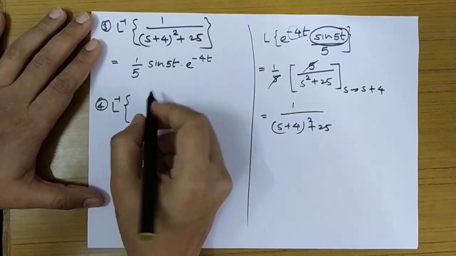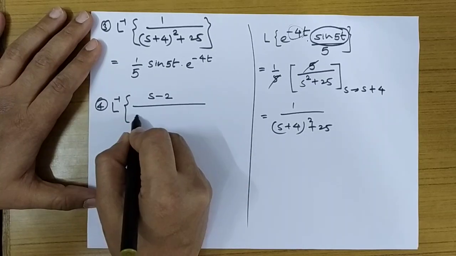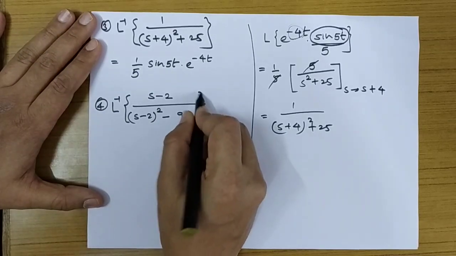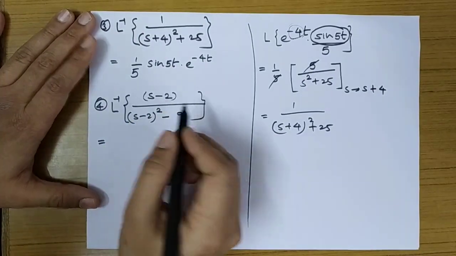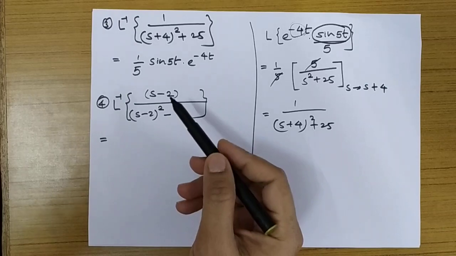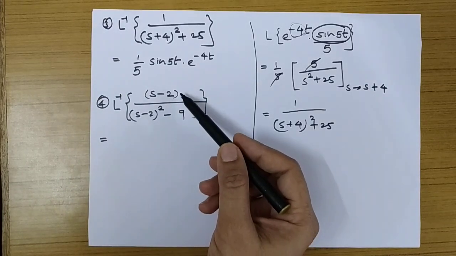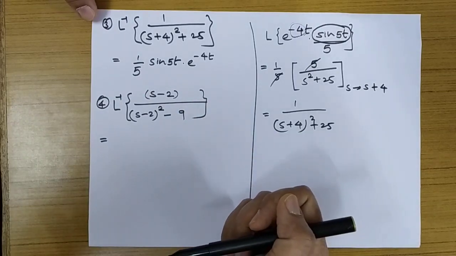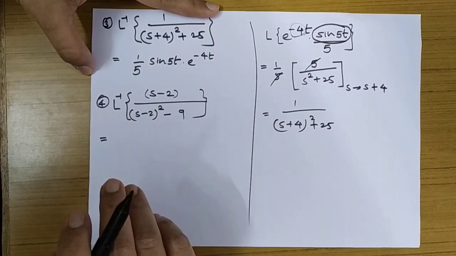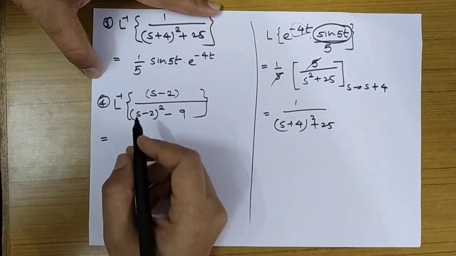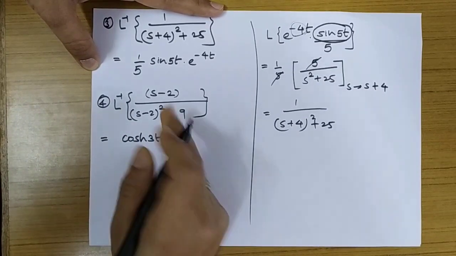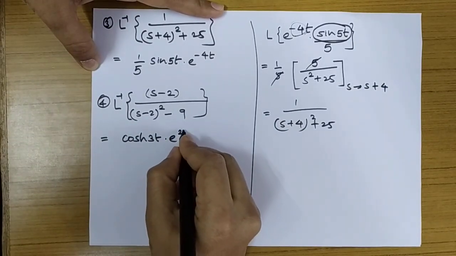And L inverse of (s minus 2) by (s minus 2) square minus, let's take 9. Okay. So here same way, now consider s minus 2 as s and think about this question. So when you take s minus 2 as s, this formula will become s by s square minus 9. Okay, so what is the inverse Laplace of s by s square minus 9? Minus is there, so it is a hyperbolic function. Okay, so you can write cosh 3t, and for s minus 2 you can write e raised to 2t.